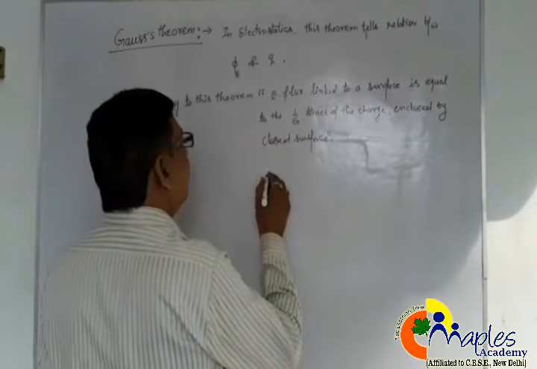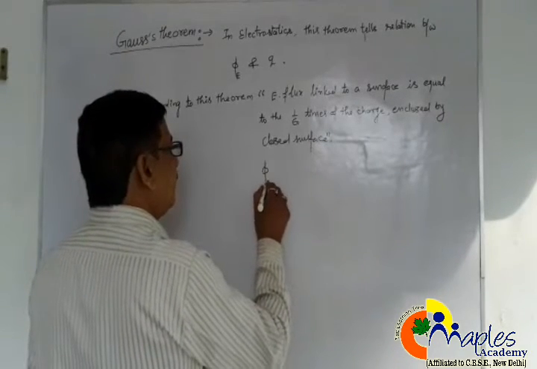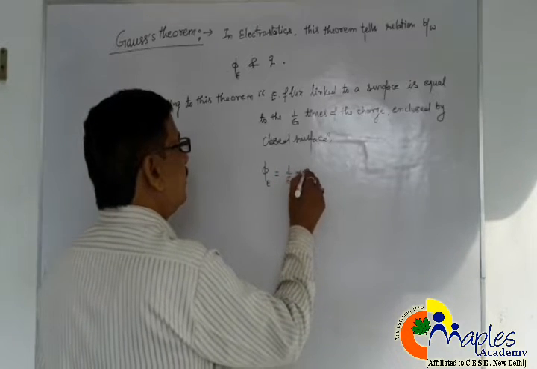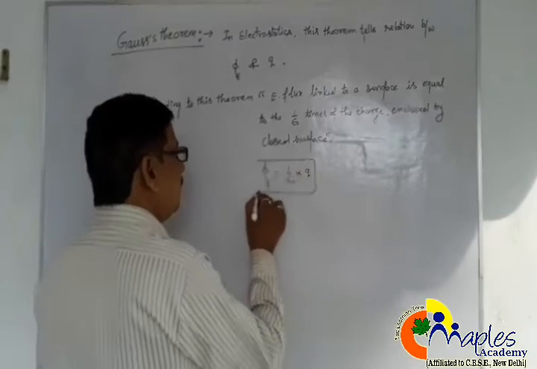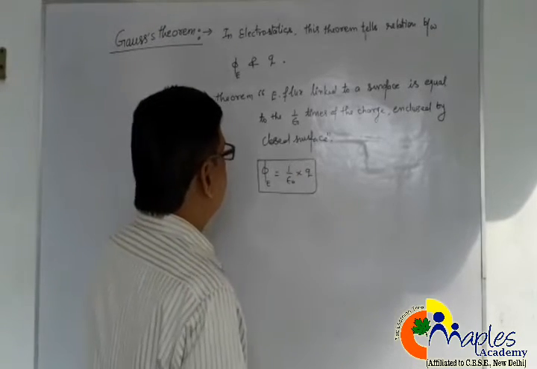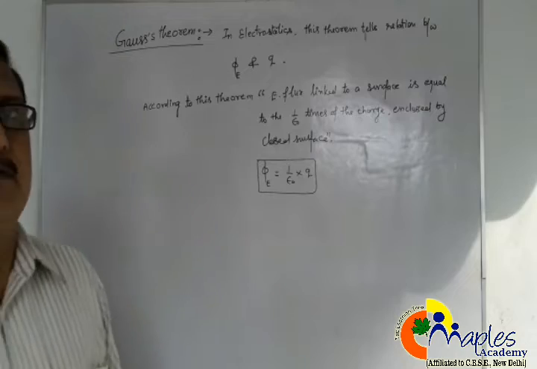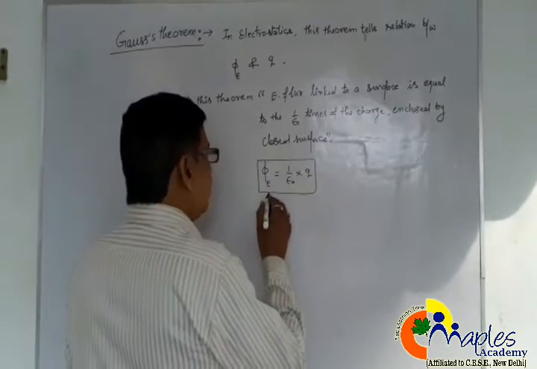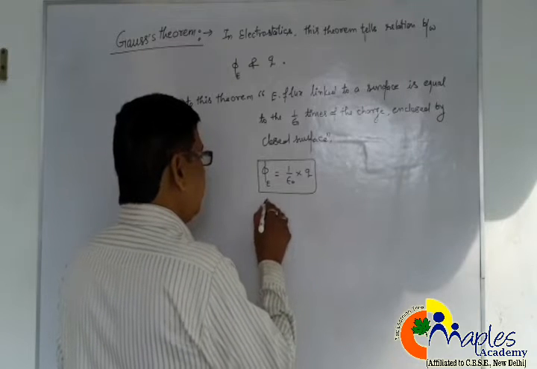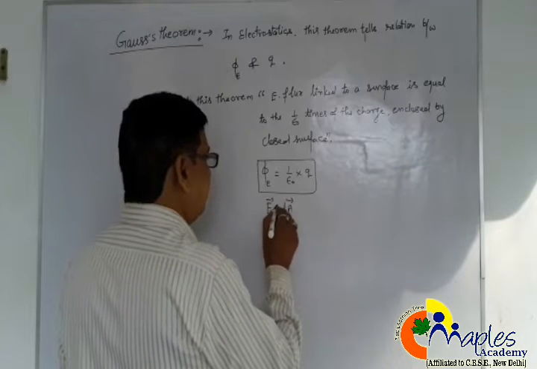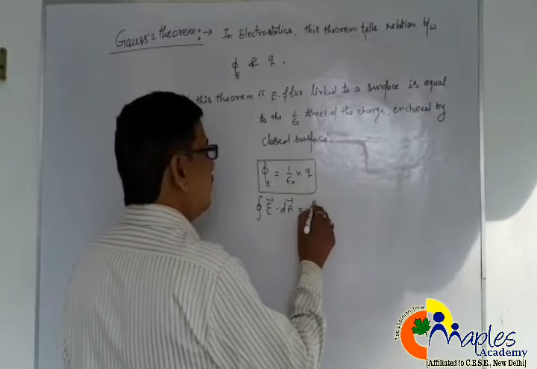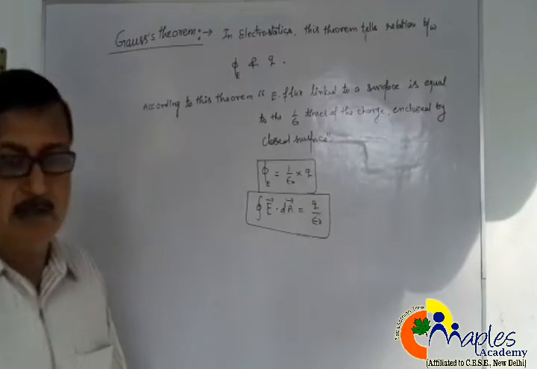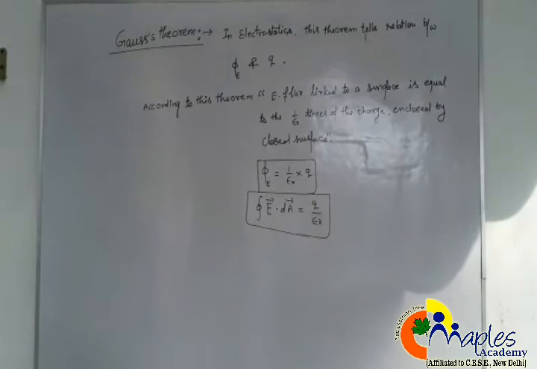Mathematically, phi equals 1 upon epsilon naught into Q, as phi equals the area integration of electric field vector E dot dA. So we can write here, integration E vector dot dA vector equals Q upon epsilon naught. This is the Gauss theorem in electrostatics.